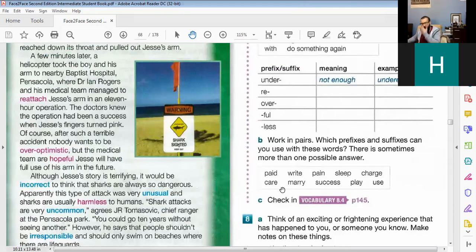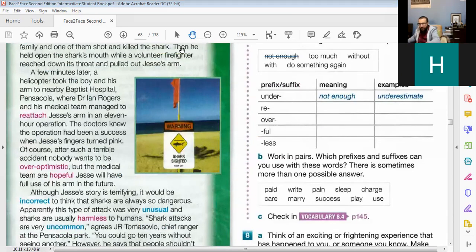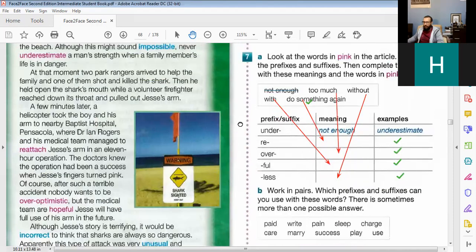All right, so let me put back the answers. This time, what we want to do is use these prefixes and suffixes, but I want you to be able to mix them if you can and use them for this box here.